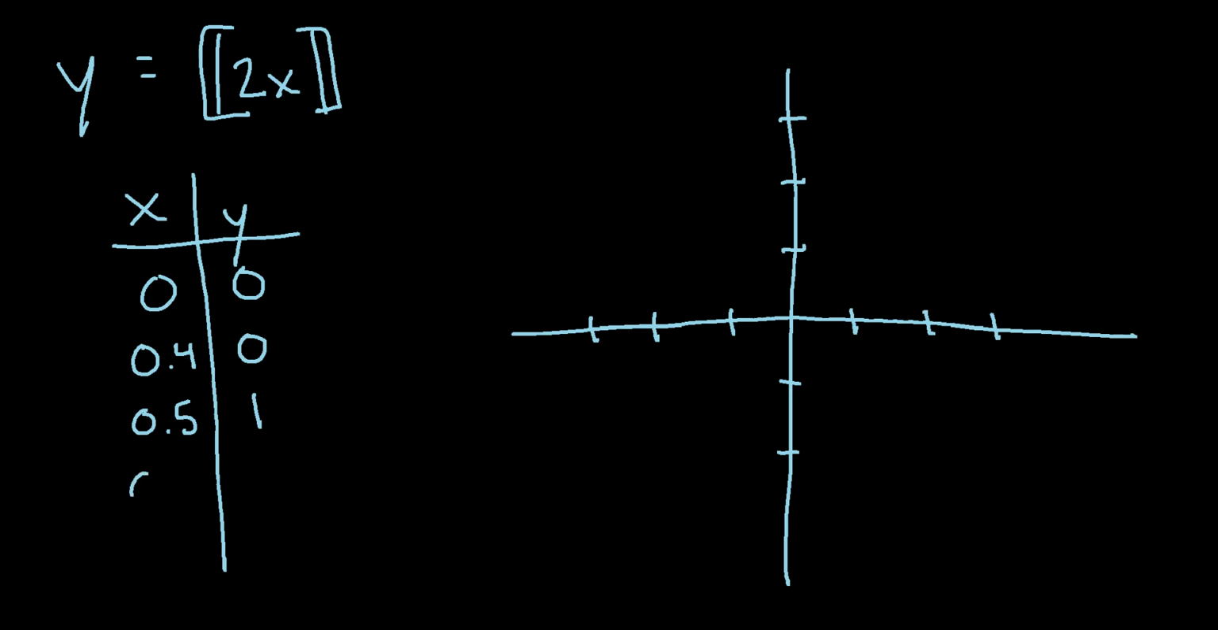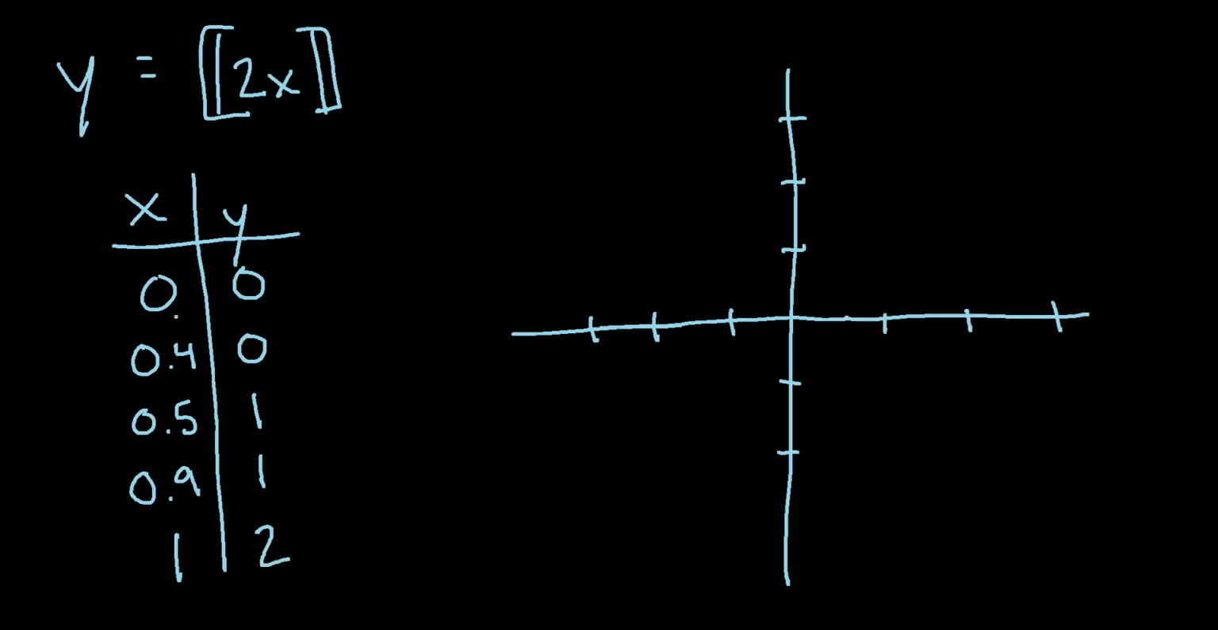Now if we keep going, if we go up to, let's say, 0.9, if we plug that in here, we get 0.9 times 2 is 1.8, and rounding that down to the next integer would just be a 1. But as soon as we hit an x value of 1, if we plug in a 1 right here, we get 2 times 1, which is 2, and if we take the next greatest integer, that would still just be 2. So we jump up to 2.